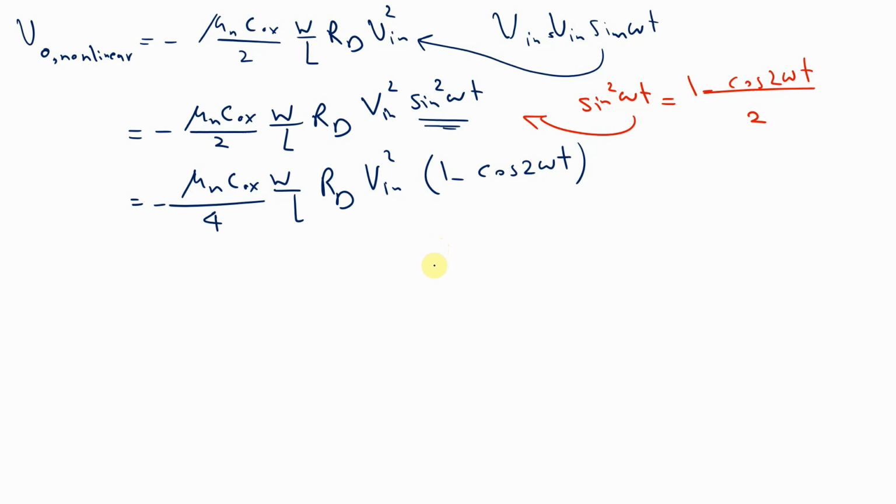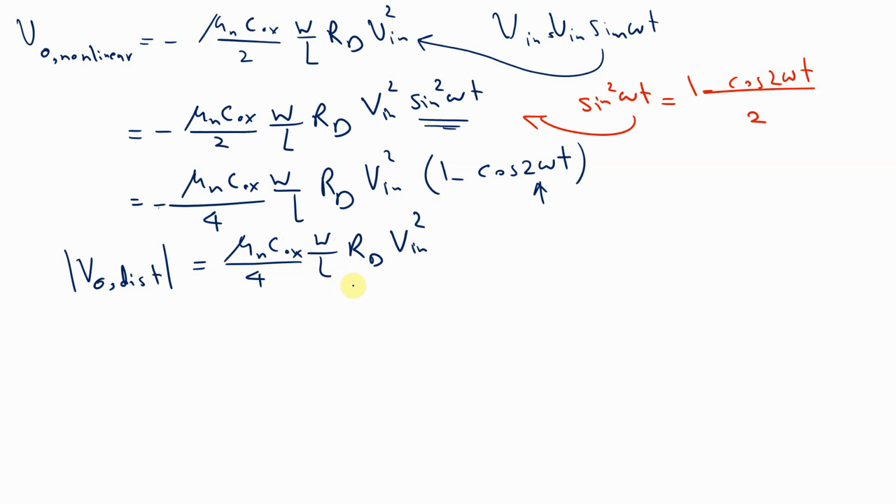Okay, now as you all can see, we have a term in the 2 omega. What is the coefficient of 2 omega? And this is the case that we're going to define the VO distortion, the amplitude. What is the amplitude of VO distortion? The coefficient of cosine of 2 omega t. This minus and minus is going to be plus sign, so here we have mu n C oxide W over L divided by 4 RD times V in squared. This is the VO distortion amplitude.